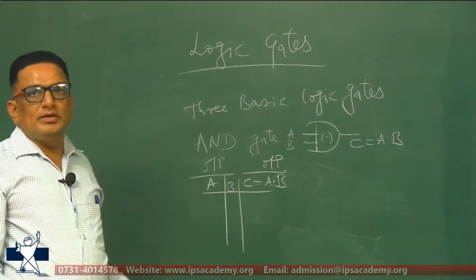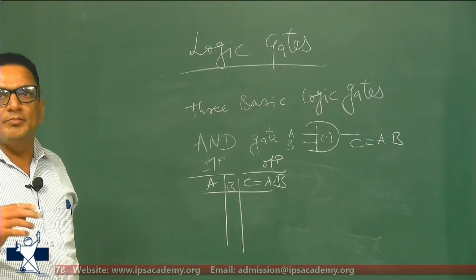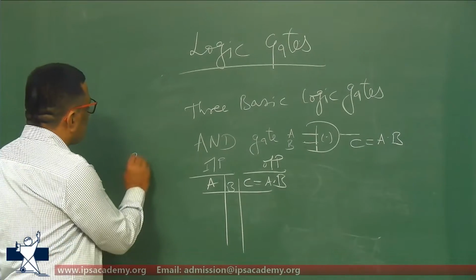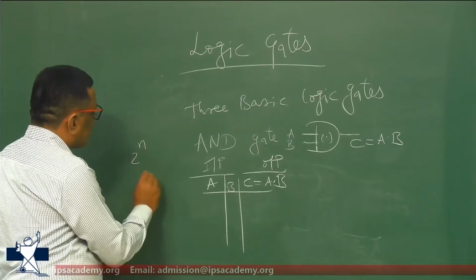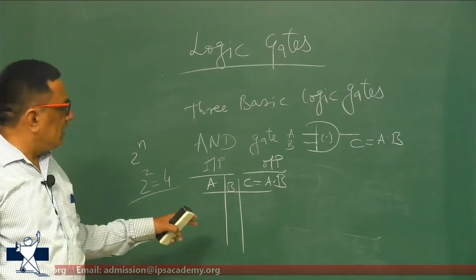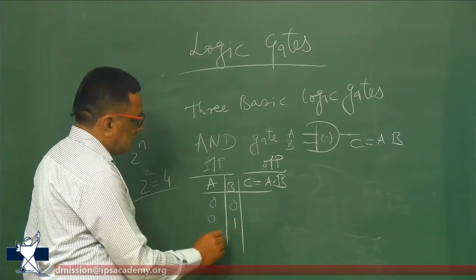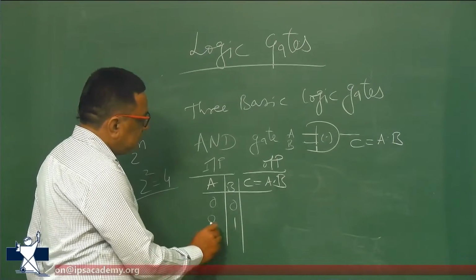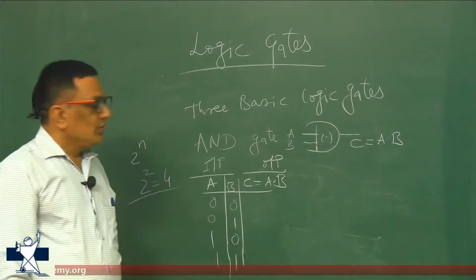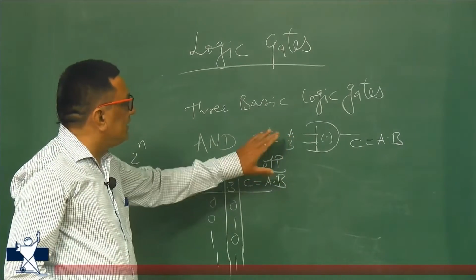You can apply only two input values, either 0 or 1. If we apply two inputs, the number of possible combinations is 4, because we apply the formula 2 to the power n. Inputs are 2, so 2 to the power 2 is equal to 4. So there are 4 possible combinations: both are 0, or A is 0 and B is 1, or A is 1 and B is 0, or both are 1. The dot operation will be performed in this AND gate.